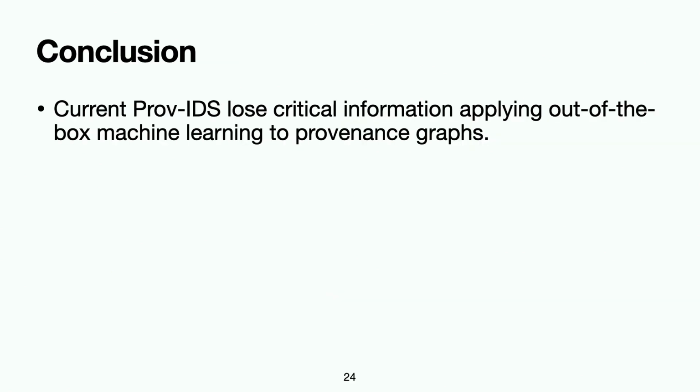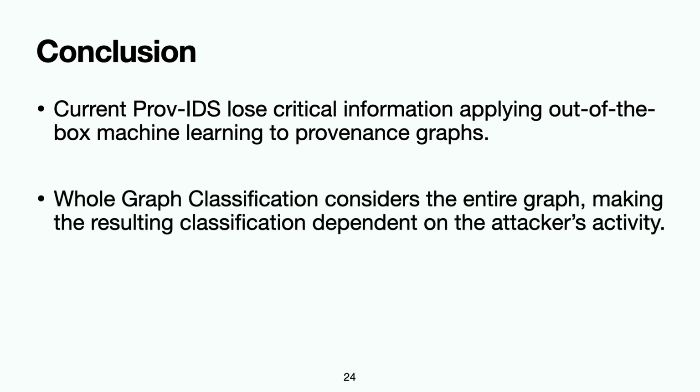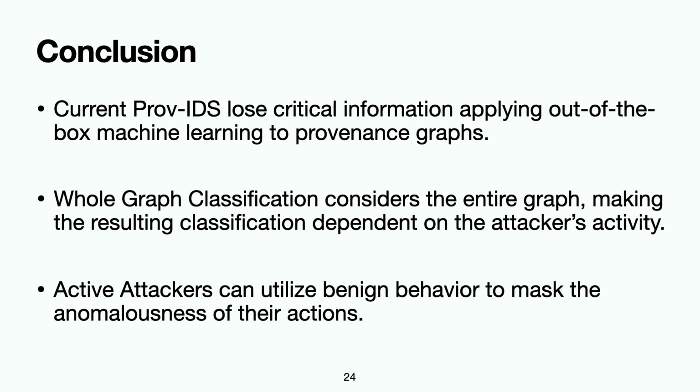In conclusion, current provenance intrusion detection systems lose critical information by applying out-of-the-box machine learning. Because they do whole graph classification, they must consider the entire graph, which results in the classification being dependent on the attacker's activity. This means that an active attacker can utilize benign behaviors alongside their attacks to mask their abnormality.